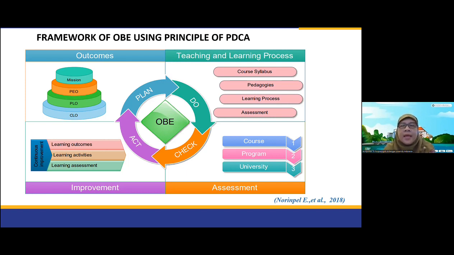So the OBE will start not only with the whole curriculum, but also with the courses, the program, the faculty, and then after that the university. So the teaching and learning process is not only courses in the campus, but also the learning process with the community. So learning outcome, learning activity, and learning assessment will be important to do for the OBE study.